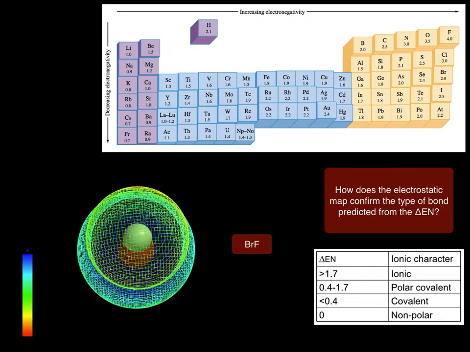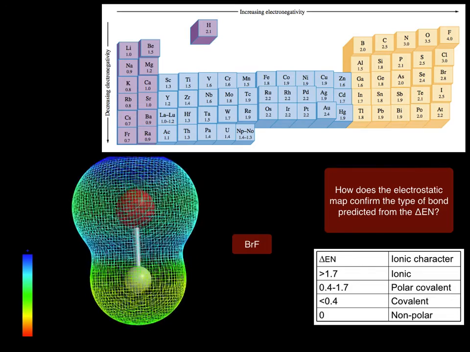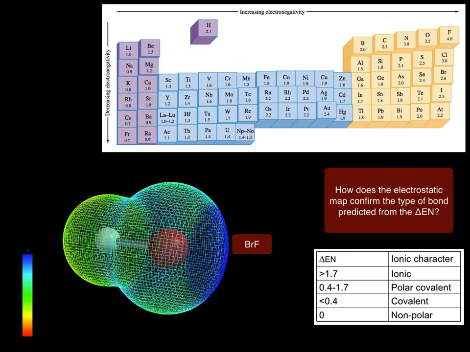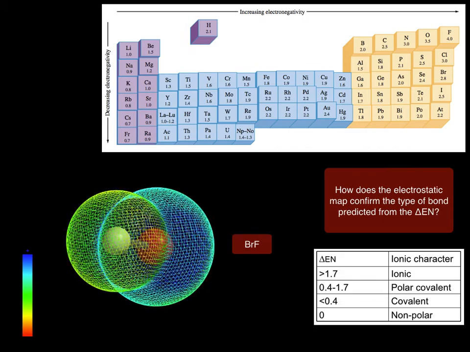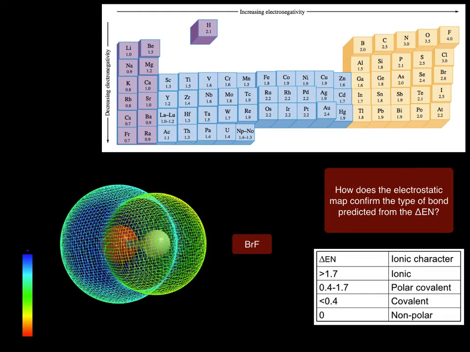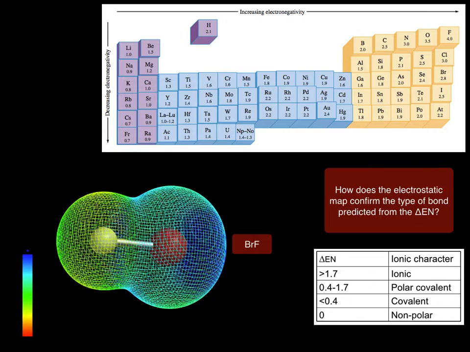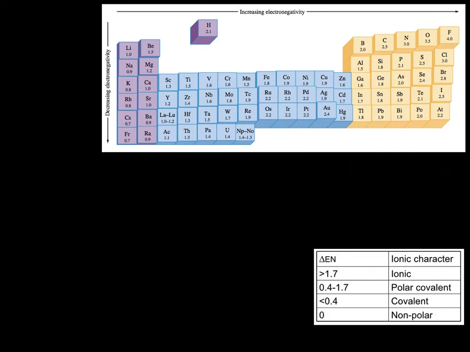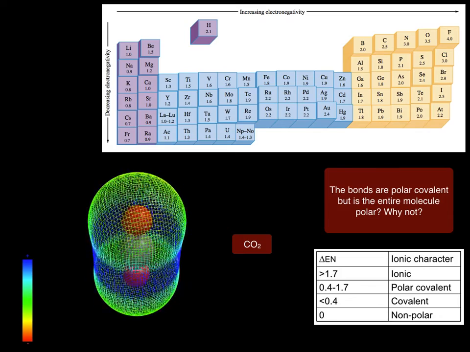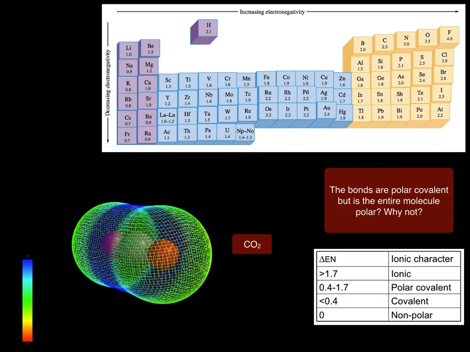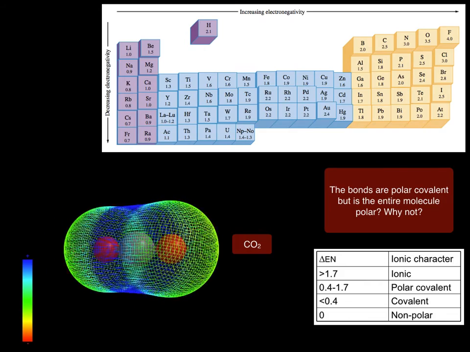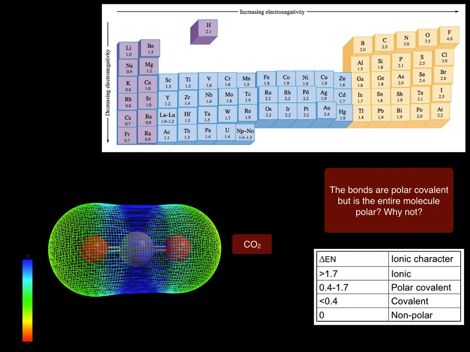However, in the case of BrF, the dipole moment is in the direction of fluorine. In the case of carbon dioxide, there are two dipole moments, each pulling from the central carbon in the direction of the auxiliary oxygen atoms.